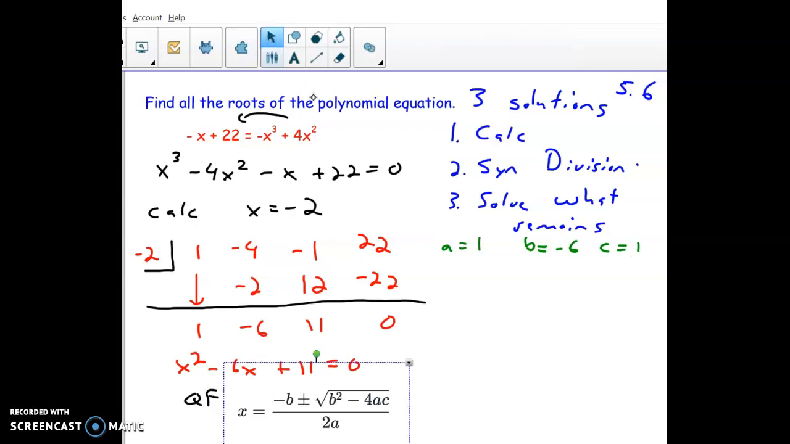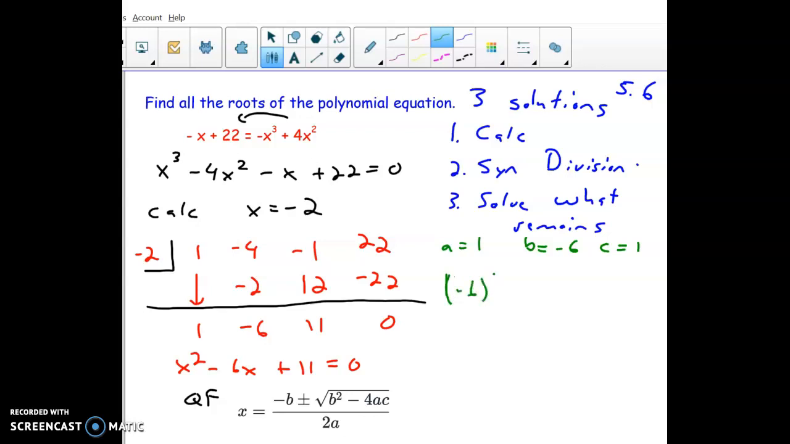All right, so here we go. So I'm going to do b squared, -6 squared, minus 4 times a times c. So that would be 36 minus 44. Sorry for the poor handwriting there, but that's going to be -32. So we're going to have square root of -32. And if we do simplest radical form, that would be root 16 times root 2. So that would be 4 root 2.